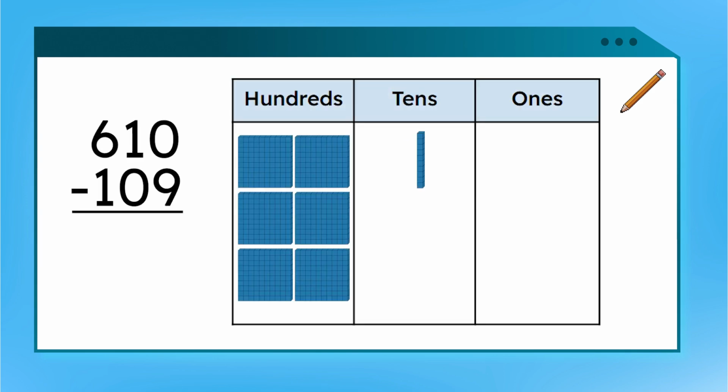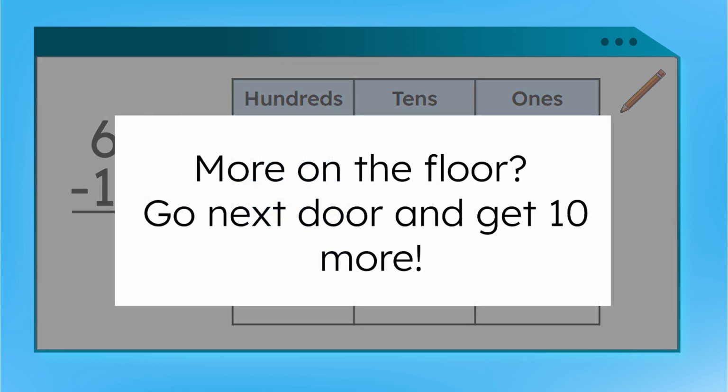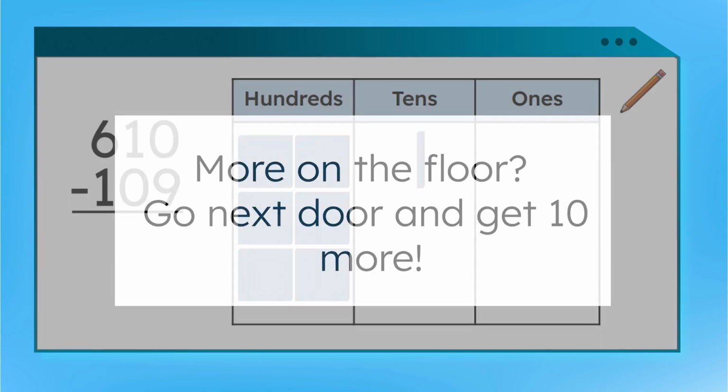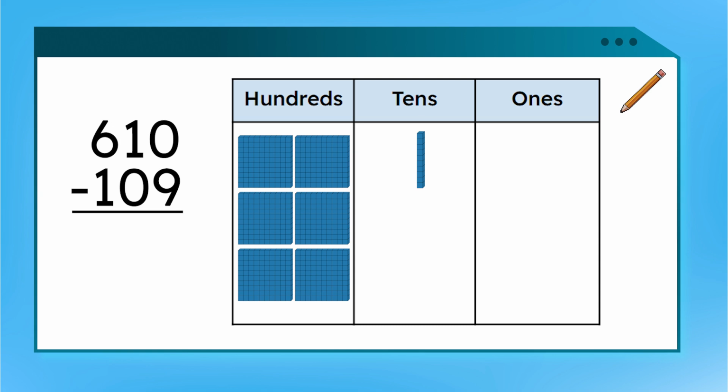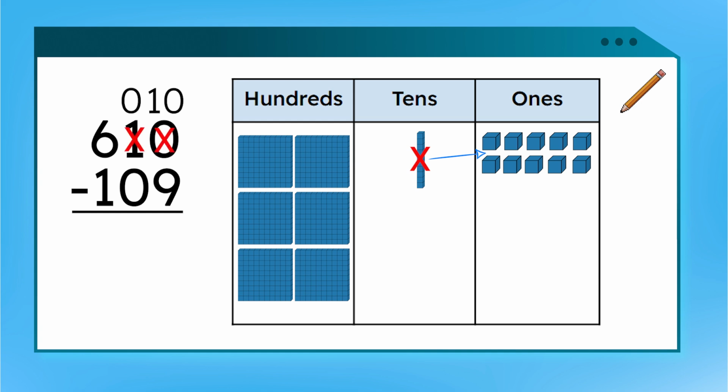Now, what about problems that need regrouping? Let's look at this problem. 610 minus 109. When we line up the place values and begin to subtract, we have 0 minus 9. Thinking back to level 2, when there's more on the floor, we take it next door and get 10 more. Since 9 is bigger than 0, we need to go next door to the tens place and break a 10 into 10 ones. That 10 becomes a 0, and we now have 10 ones. 10 minus 9 is 1.